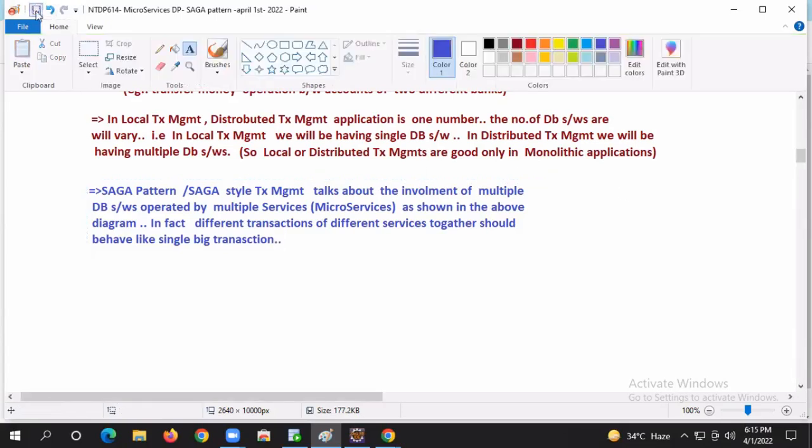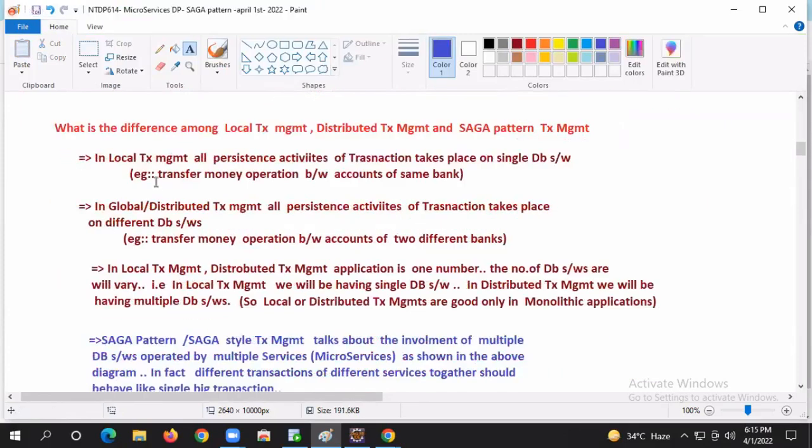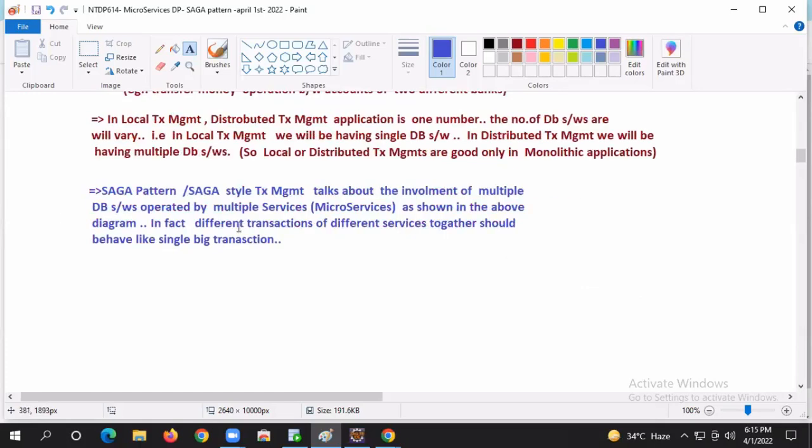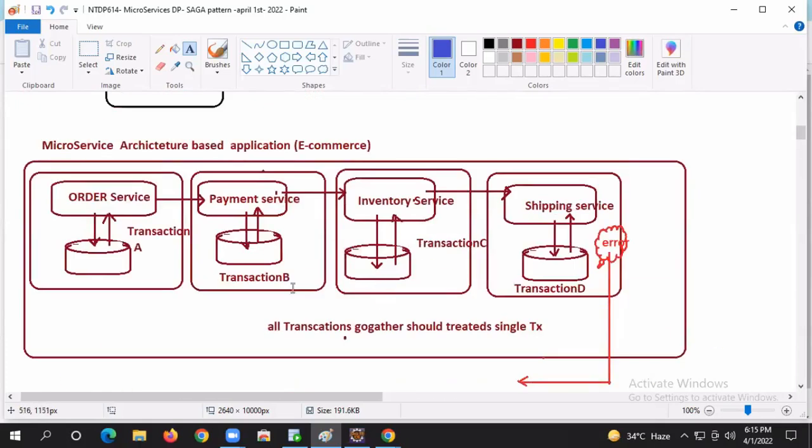I hope you understood the difference, guys. When the number of databases involved is one, it is a local transaction. More than one monolithic application, global or distributed transaction. SAGA pattern comes into picture. So when multiple services are having multiple transactions, we should make all the transactions together act as a single transaction. Understanding my statement, guys? Okay.